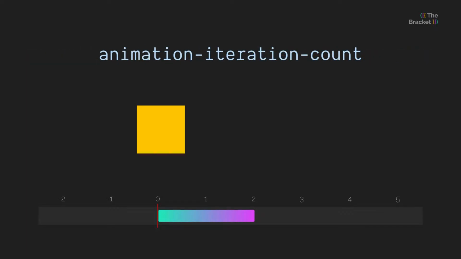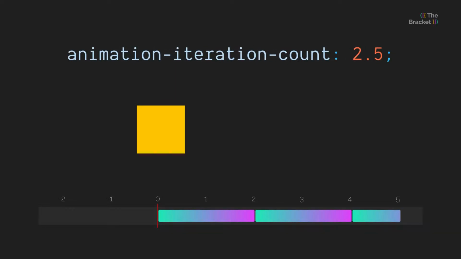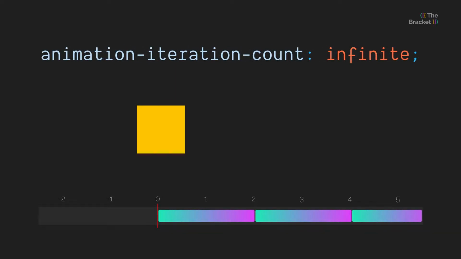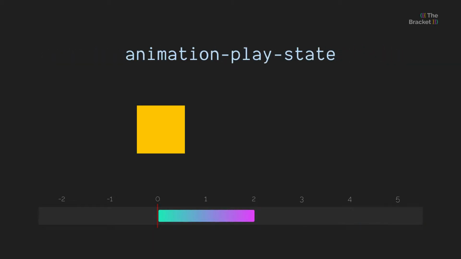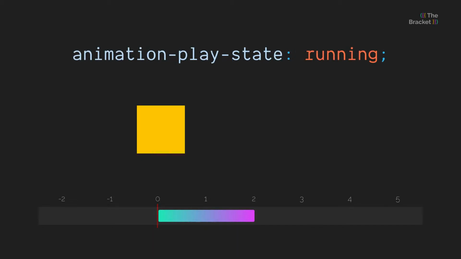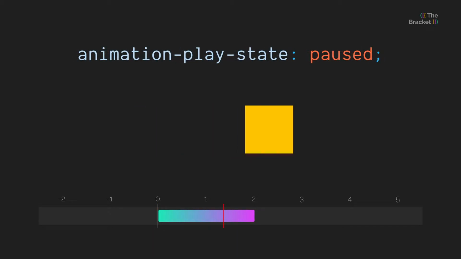Animation-iteration-count tells the browser how many times the animation should be played. It can be a number, a fraction, or infinite to repeat it indefinitely. Animation-play-state is your play and pause property. Running means the animation is being played, and paused means the animation has been paused.